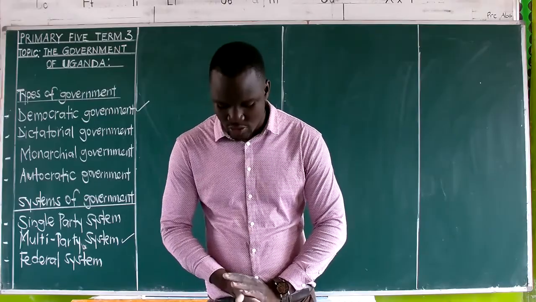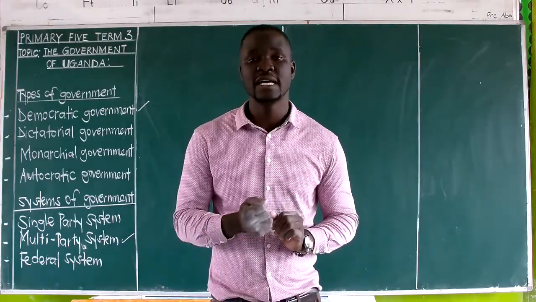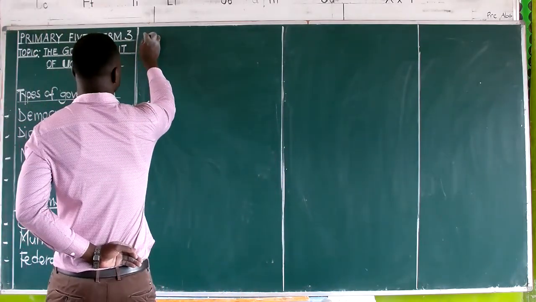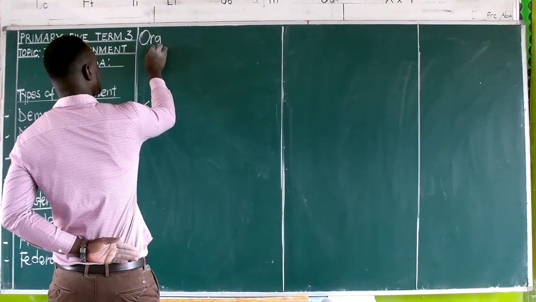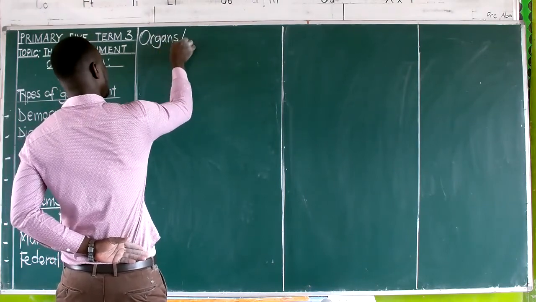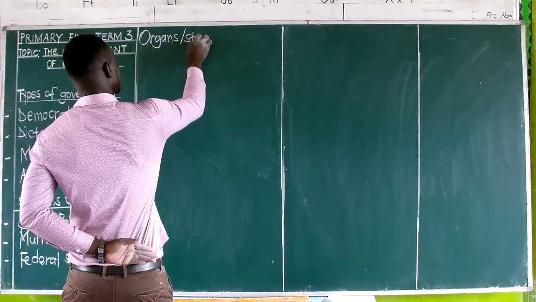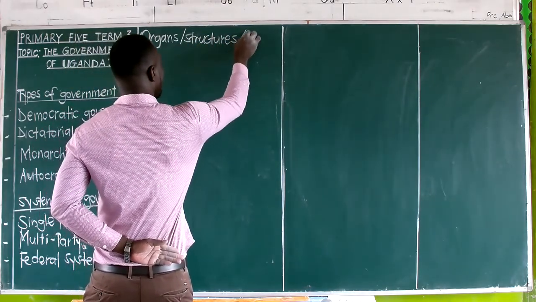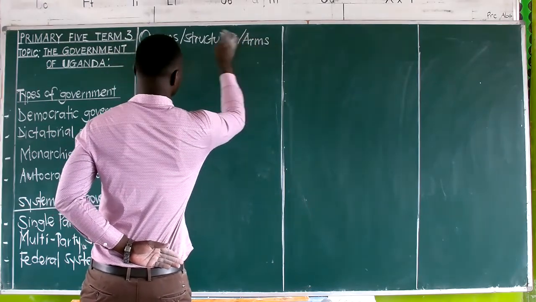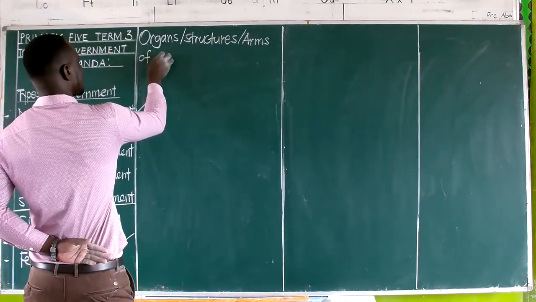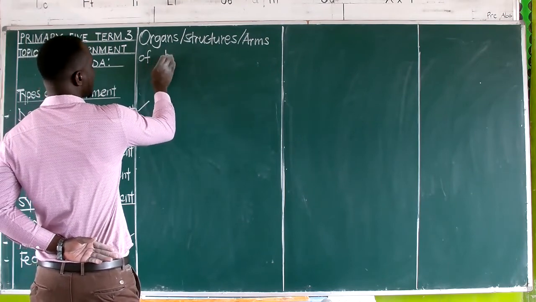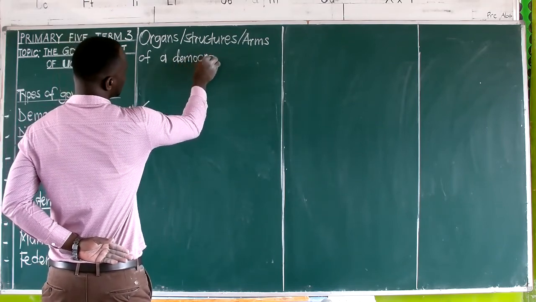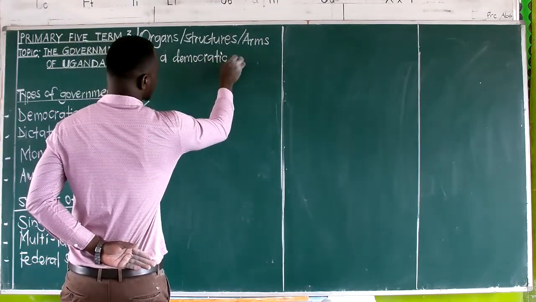For that, we shall move to our page 43, which gives us the organs of a democratic government. Organs, we can also call these structures, or we can call them arms of government, or arms of a democratic government. This word democratic should not make you get lost.